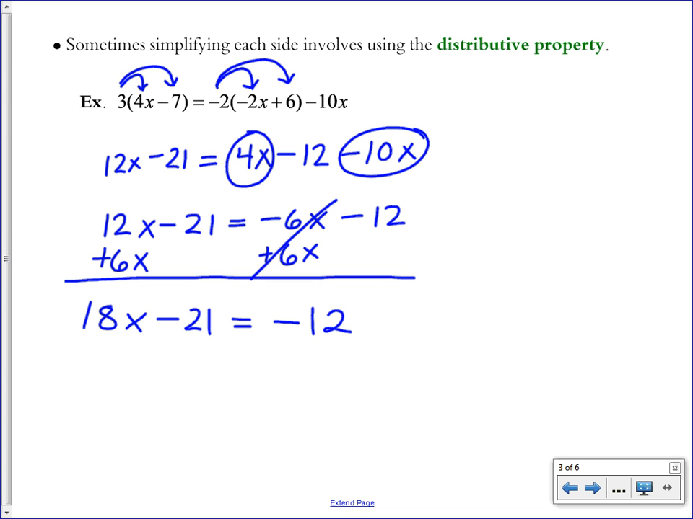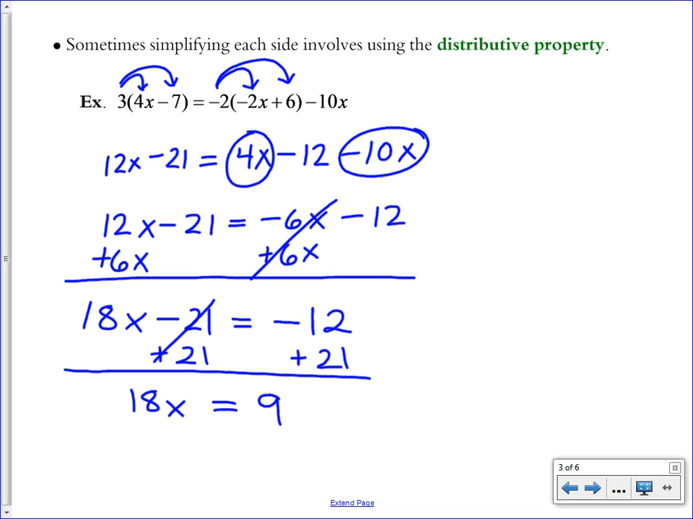X is on the left, so I will get it alone on the left, which means I want to move the minus 21 by adding it to both sides. It'll give us 0 on the left. Bring down the 18x. Bring down the equal sign. Negative 12 plus 21 gives us a positive 9. I'm going to divide both sides by this 18 to get x alone on the left. 18 over 18 is 1, so it goes away. X, bring down the equal sign. 9 over 18 simplifies as a fraction again to 1 over 2.